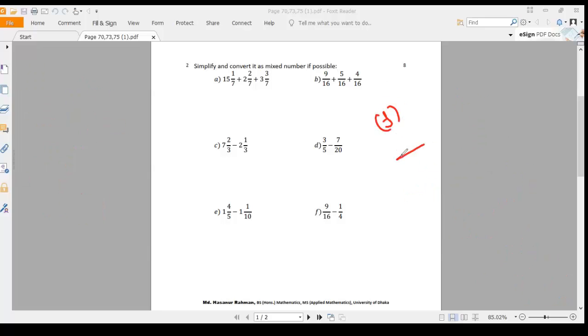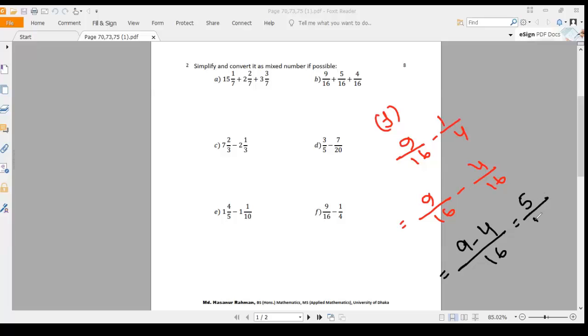Number F says 9 by 16 minus 1 by 4. So we have to convert this 4 into 16. How can we convert? By multiplying this fraction by 4. So 4 1s are 4, 4 4s are 16. Look, both denominators are same. That means these fractions are like fractions. So 16. We have to subtract the numerators. 9 minus 4. What is 9 minus 4? That will be 5. So 5 by 16 will be the final answer of this problem. So in this way, we can easily solve this worksheet.